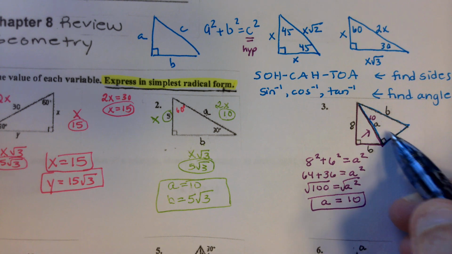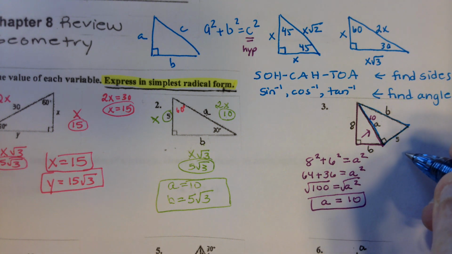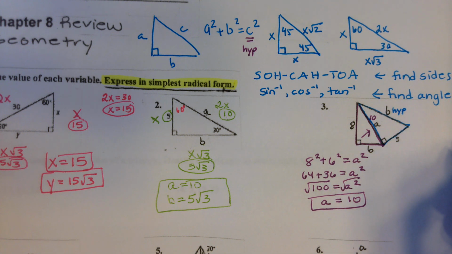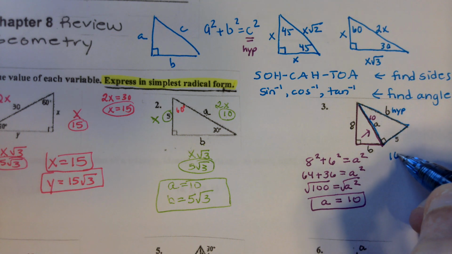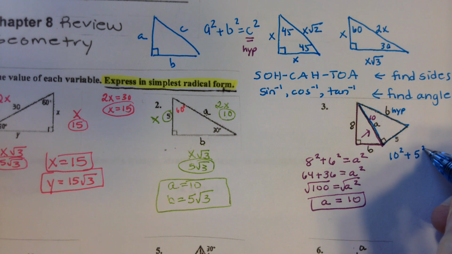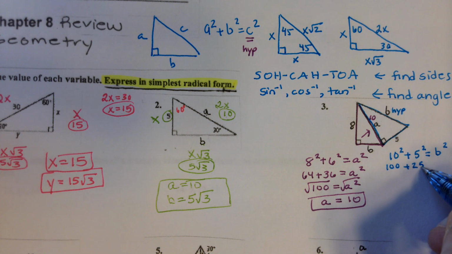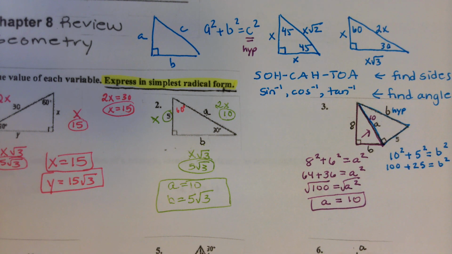And we have two sides now, so we can use the Pythagorean theorem again. B is, again, the hypotenuse, so that's the one that goes alone. So I have 10 squared plus 5 squared equals hypotenuse squared. 100 plus 25 equals B squared.